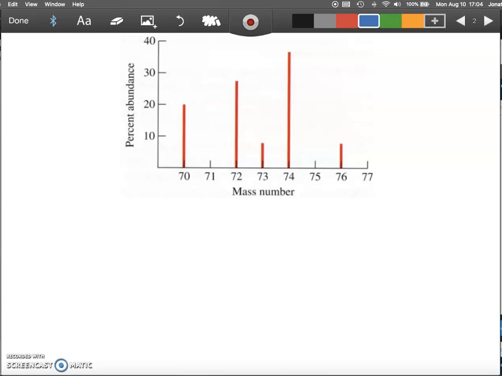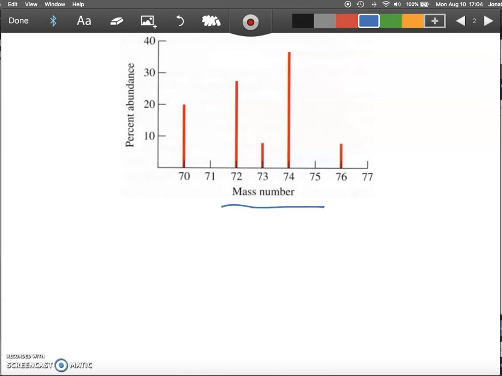You notice here that there are 5 red lines. Each one of those lines is a peak, and they correspond to the relative abundance of the isotope as well as its mass number, okay? So each one of these peaks is an isotope of whatever this mystery element is. Down here at the bottom, along the x-axis, that corresponds to the mass number or the atomic mass of each one of those isotopes.